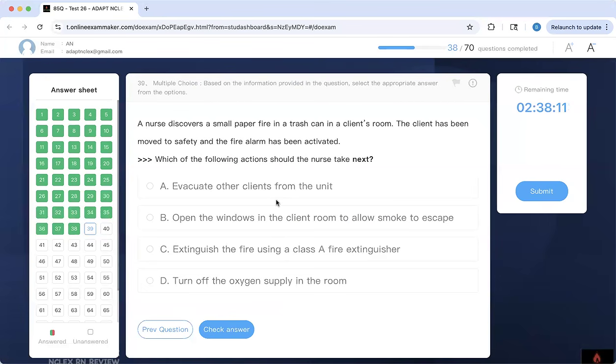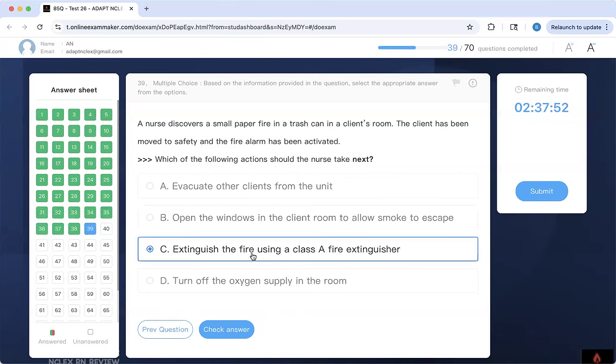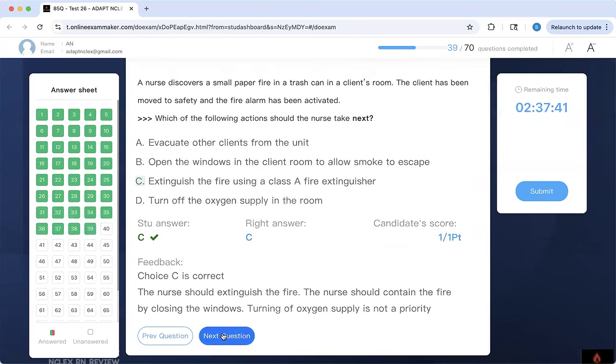Evacuate other clients from the room? That's already been taken care of. There isn't any other client. If I want you to know there's another client, I'll say it. If you open the windows, you need to close them to contain the fire. Extinguish the fire using what? Class A fire extinguisher. That's what you do. And turn off the oxygen supply in the room. It looks tempting, but you still have to deal with the fire before you deal with the oxygen. Very, very important.